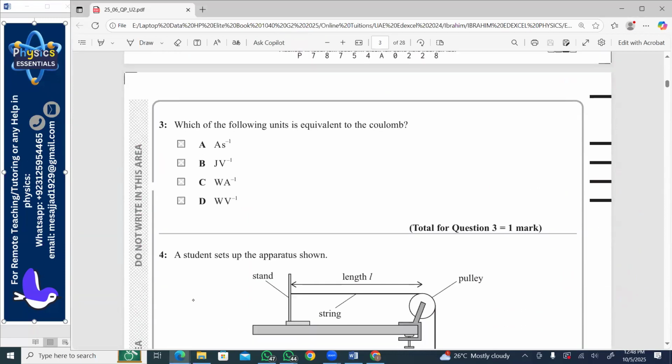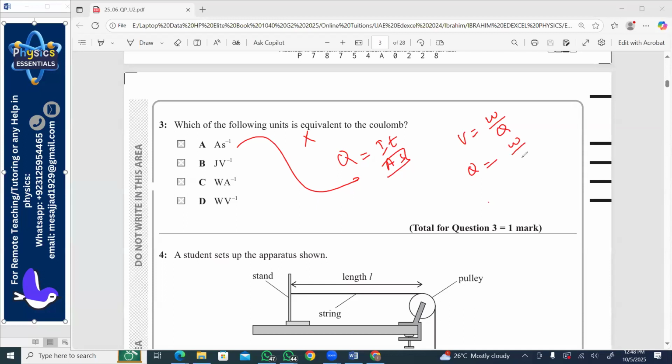Which of the following units is equivalent to coulomb? Coulomb is I t, so it's ampere second, but not ampere per second, not an option. So also W over Q, from here Q is W over V, W is joule, where voltage is V. So that is the answer.